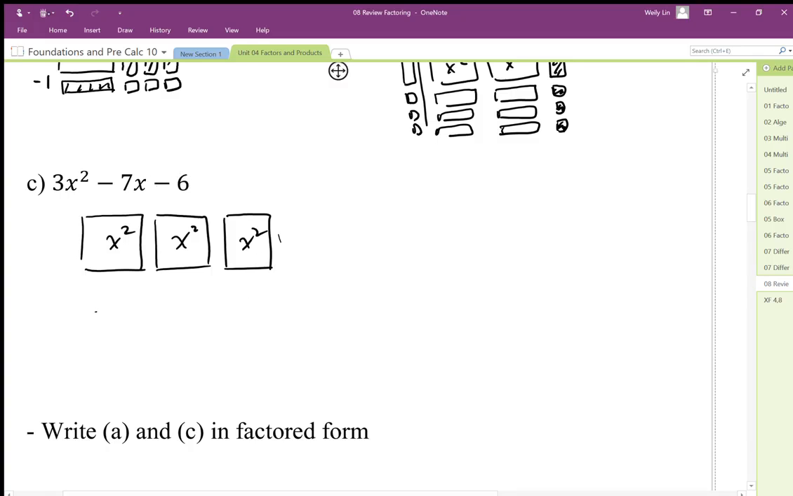So what we want to do then is we need to figure out the split of the negative 7. So we get negative 18. So negative 18 products that add to negative 7 are going to be negative 9 and positive 2. So we need 9 x's or negative x's and 2 x's, positive x's.